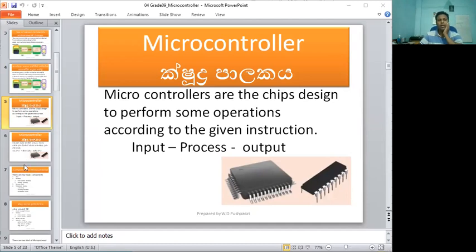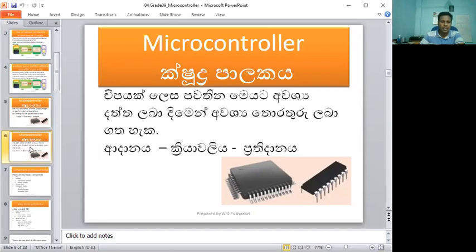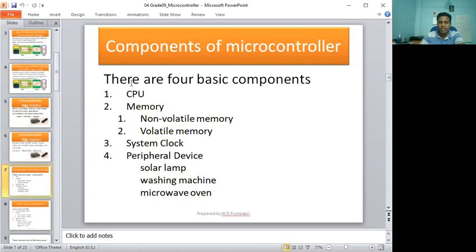And then we have to go for the next point, what are the parts of this microcontroller, right? Now here there are 4 basic components. Physically we cannot separate them, but logically inside the microcontroller there are many components. So what are those components? One is CPU, the other one is memory, the other one is the system clock, and the peripheral devices.